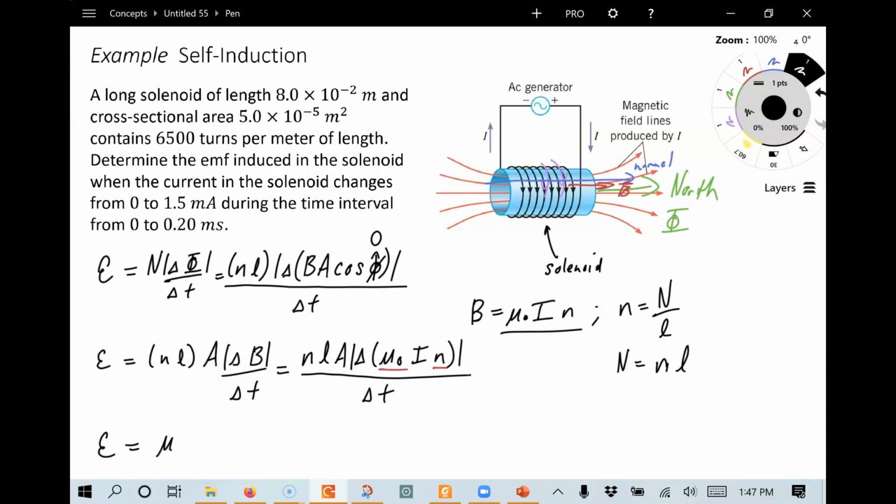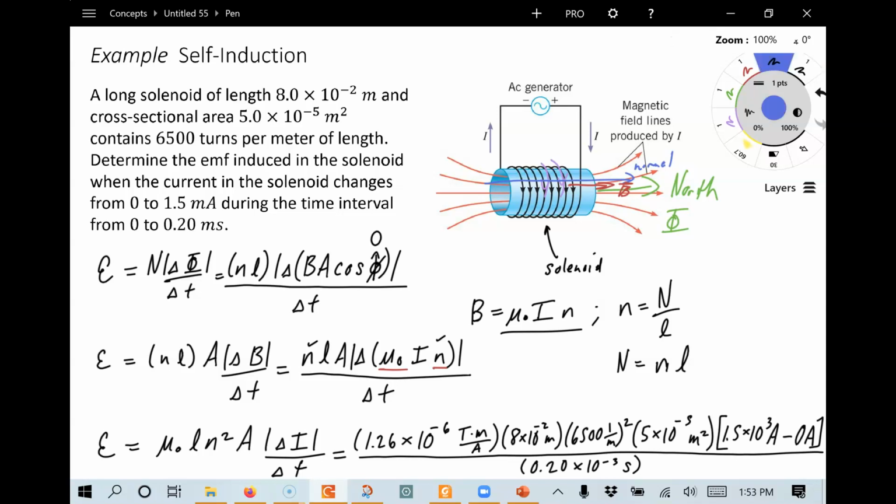We get a mu naught. We're going to get an L. We've got two n's now, factoring that other one out. And then we're going to have an A. We're left with delta I, the change in the current, divided by delta T. And that is pretty much it. We just need to put our numbers in at this point.